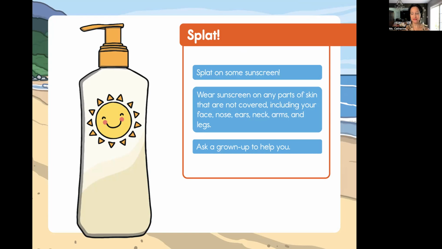Okay. Now, just for fun, let's just say the tongue twister. Splat on some sunscreen. Can we do it faster? Splat on some sunscreen. How about faster? Splat on some sunscreen. How did you do?